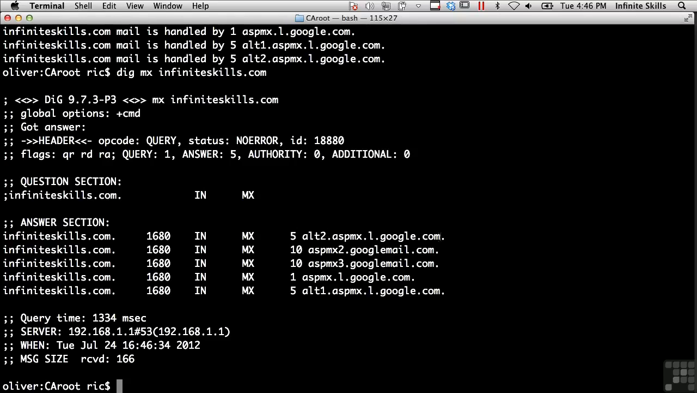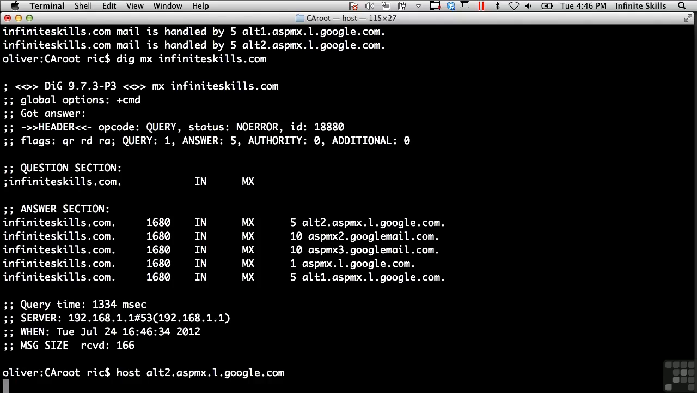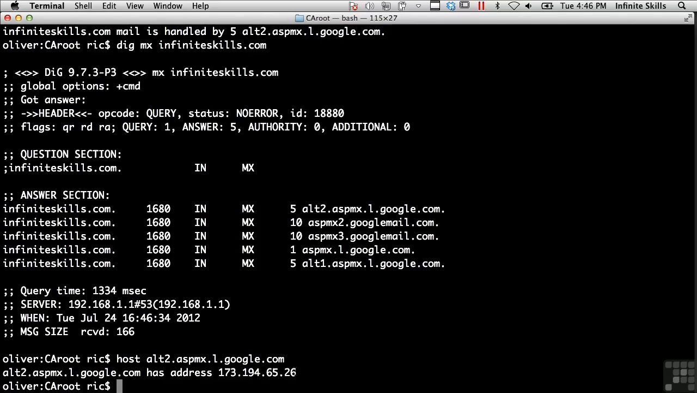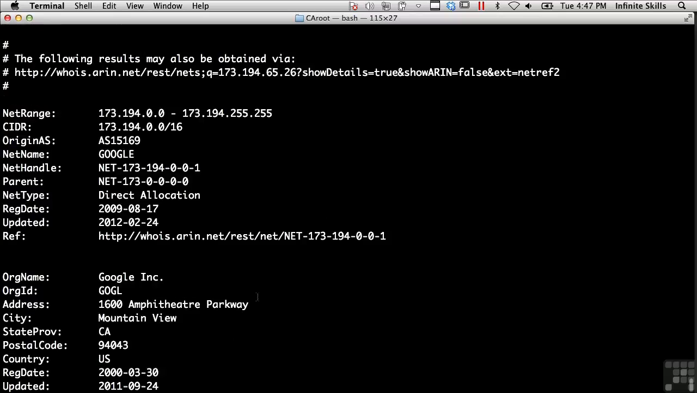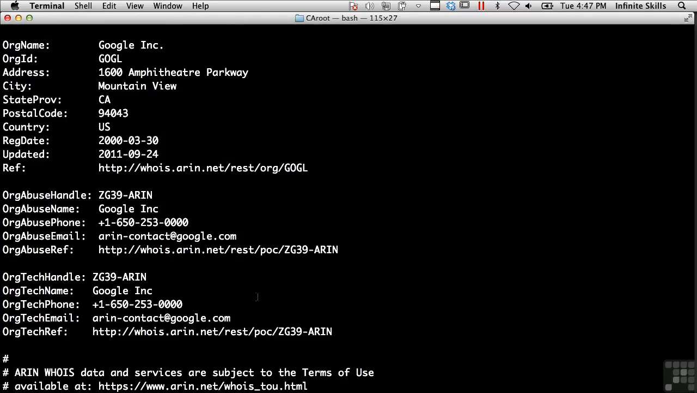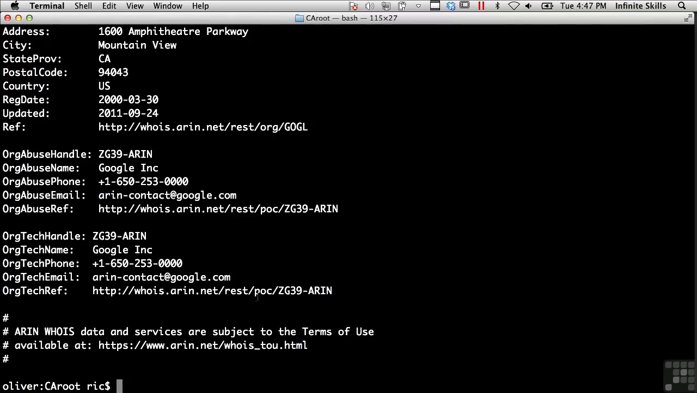If it weren't being handled by Google, let's say this was a different address, I could do a host here and get the IP address back. Now I've got an IP address, and now I'm going to do a whois again, and it's going to tell me that that's Google. Not particularly surprising.